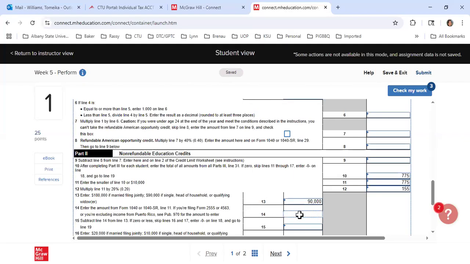Line 14 says enter the amount from your 1040, line 11, which is basically the taxable income. It was 30,116. Line 15 says to subtract line 14 from 13. So 90,000 minus 30,116 is 59,884. So far, this is what you should have from lines 10 down to 15. Once you confirm that, we'll move on to the next portion.